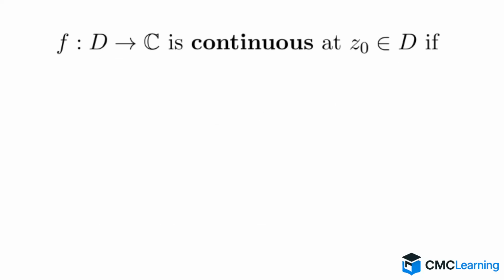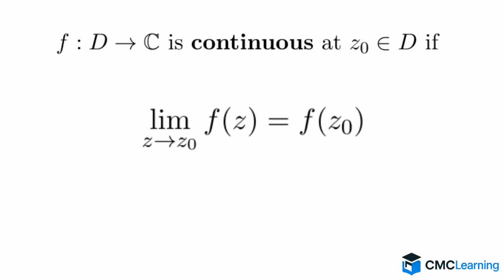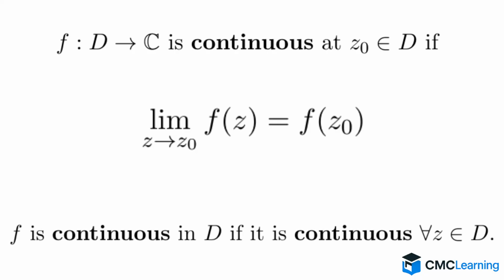A function is continuous at a point in a domain if the limit as z tends to z0 of f of z equals f of z0. And f is continuous in a domain if it is continuous for all of the points in the domain.